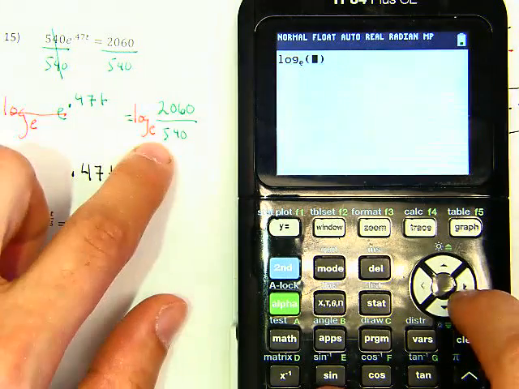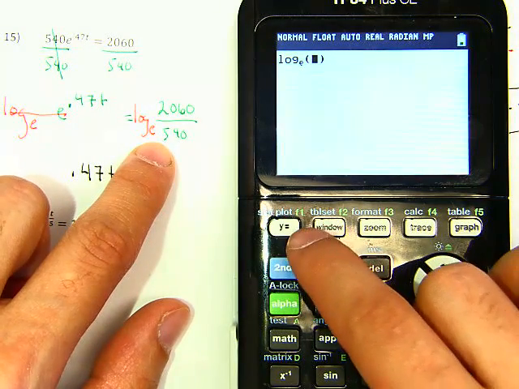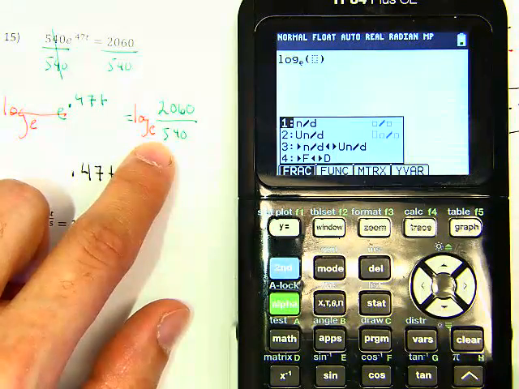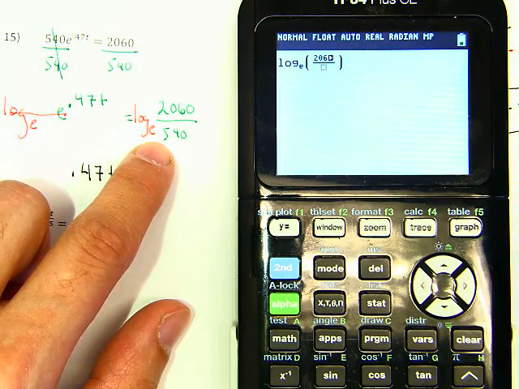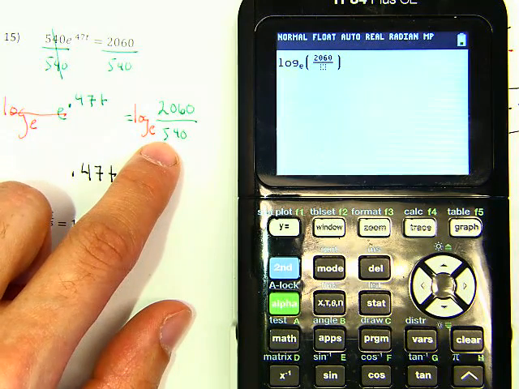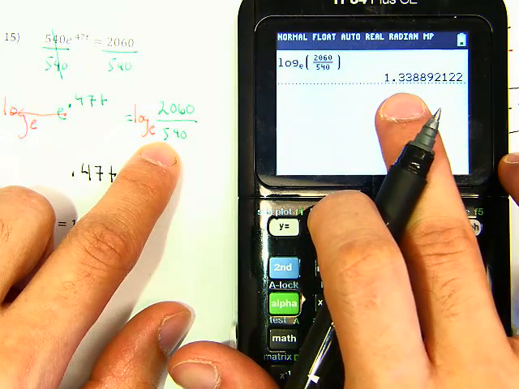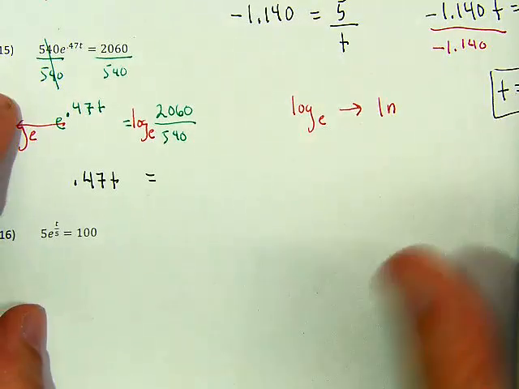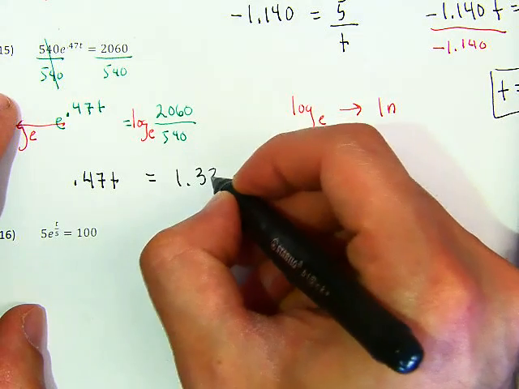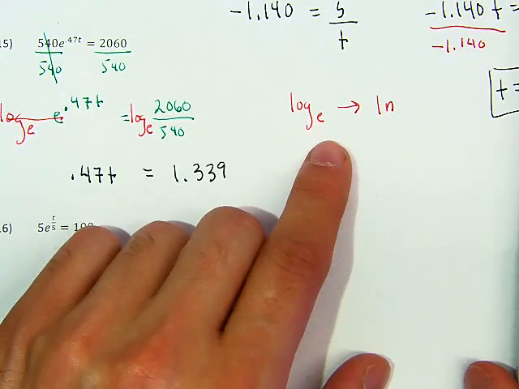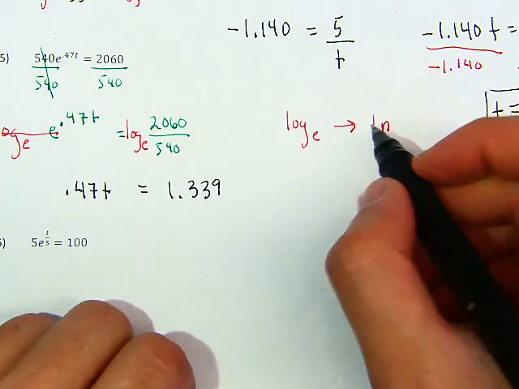And then what do I want to put in? I want to put in this fraction, so alpha y equals n over d, so 2060 divided by 540, and what does that equal? It equals 1.339. So this is 1.339, right? And let's go back to this ln business here.